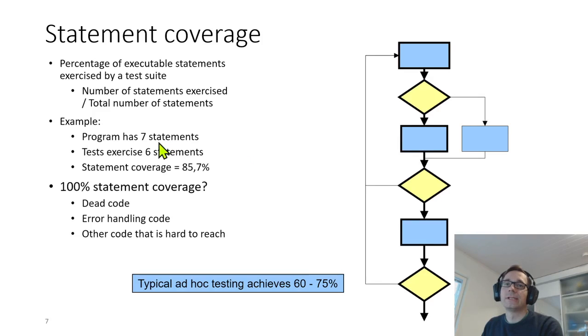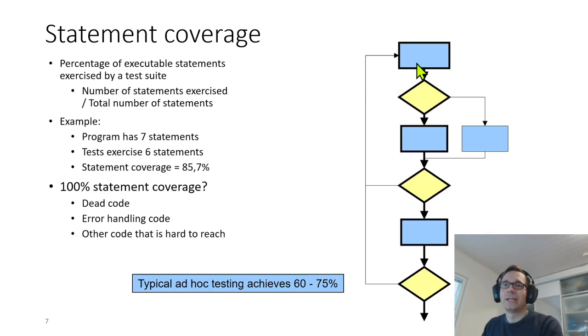Let's have a look at an example program. This program has 7 statements. I will now point them with my mouse. So this is the first statement, second, third, fourth, fifth, sixth, and the 7th. So there are 7 statements. 3 of them are branching statements, and 4 others are just regular statements.